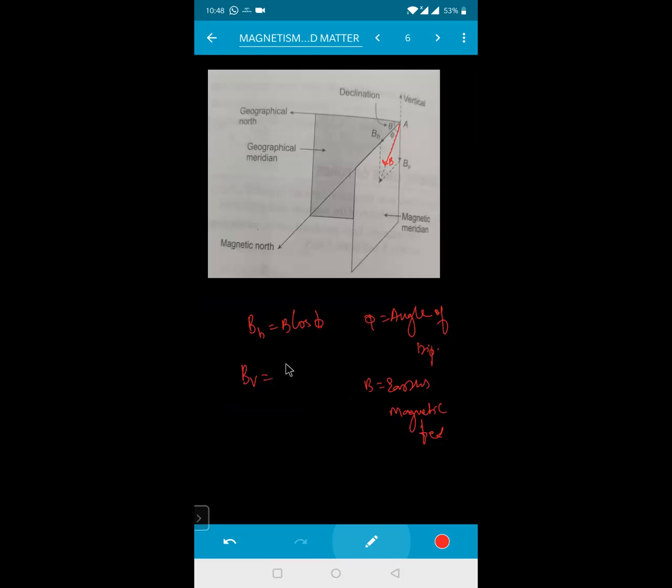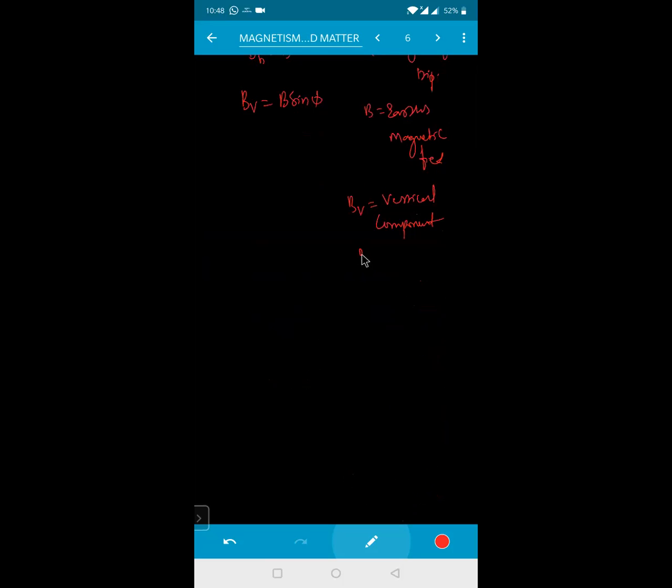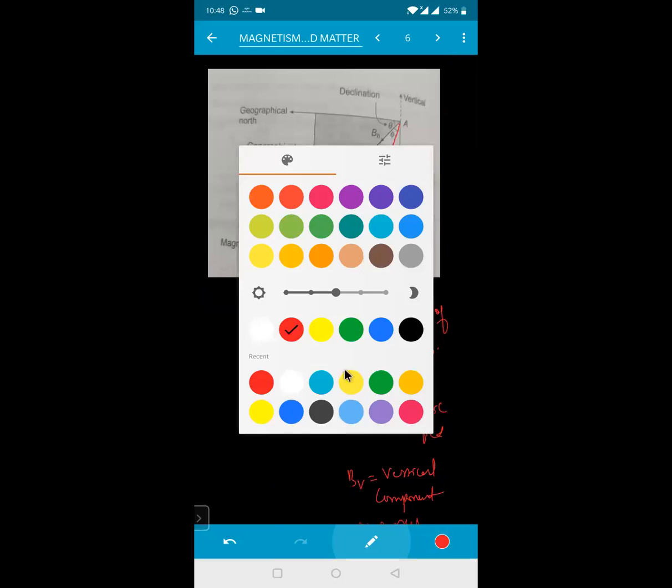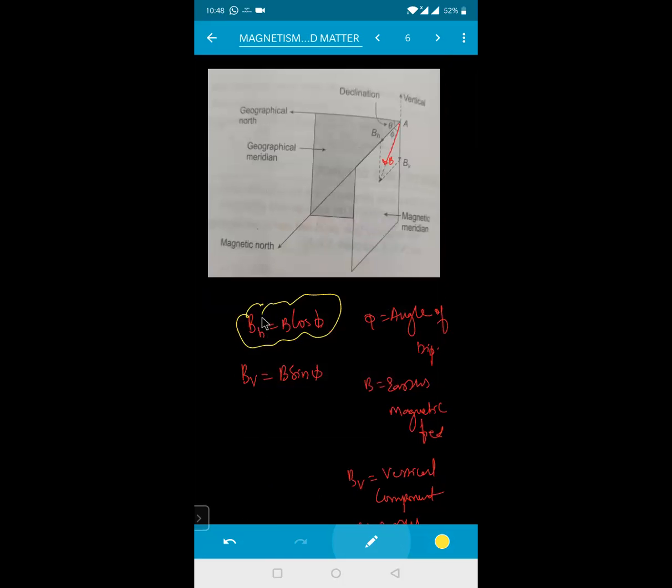And what is BV? BV will be equal to B sin phi. So this is making an angle with respect to the vertical. BV is the vertical component of the Earth's magnetic field. Clear? These formulas are very important. The horizontal component of the Earth's magnetic field is BH equals B cos phi, and BV equals B sin phi, by definition. Is it clear?